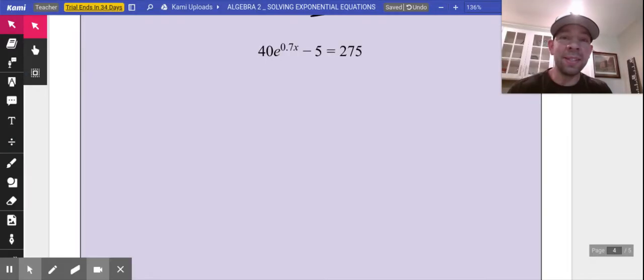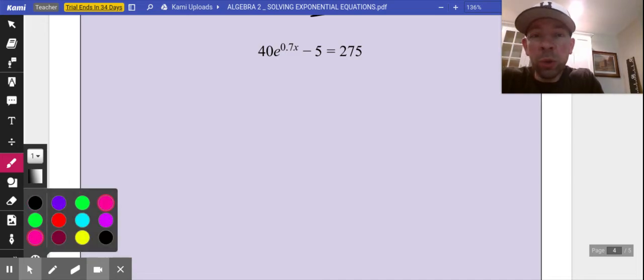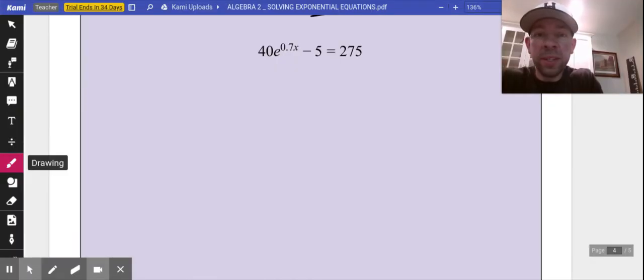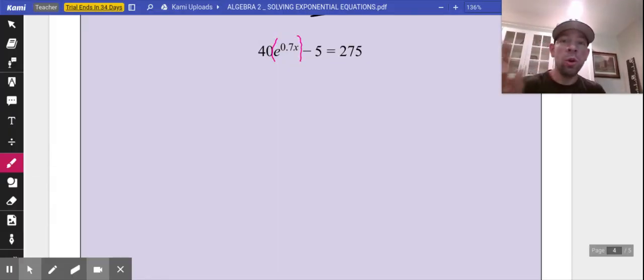Okay, so here's an example where isolating that exponential expression is a little tricky. I think we'd all look at this and say, okay, we definitely have to add the 5 over, right? But do I have to do something with the 40 first? And the answer is yes. You have to do something with the 40 before you take the natural log of both sides. And here's why. You have to ask yourself, who exactly is being raised to the 0.7x power? In this case, there is an implied set of parentheses right here. Only the e is being raised to the 0.7x power. So what I have in pink parentheses right there is considered your exponential expression. So that's who we have to isolate.